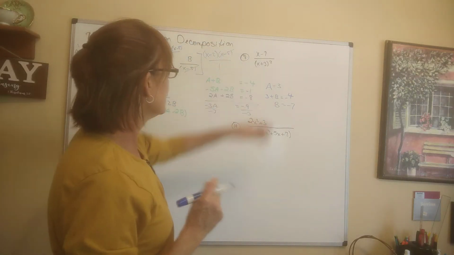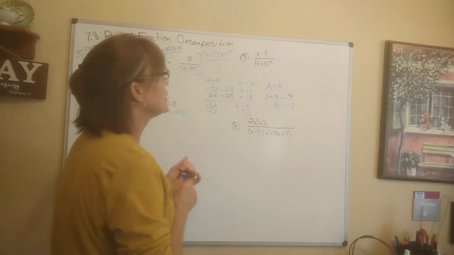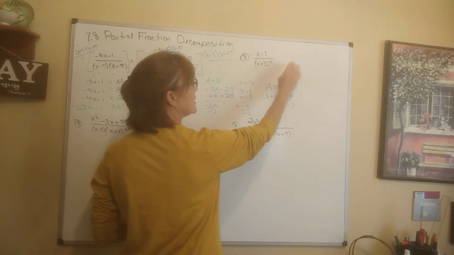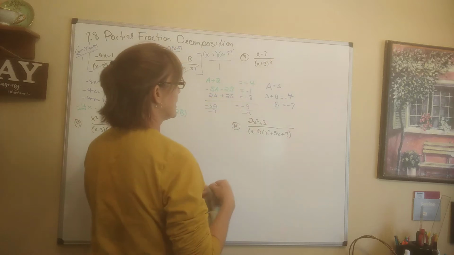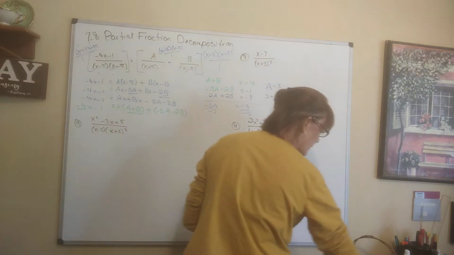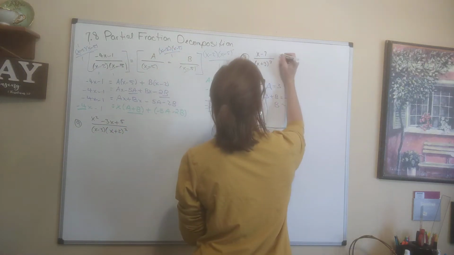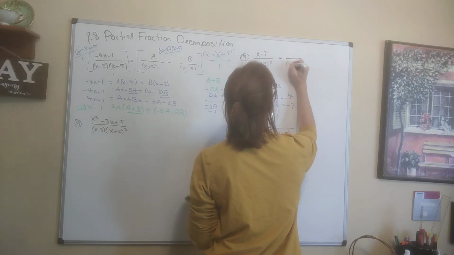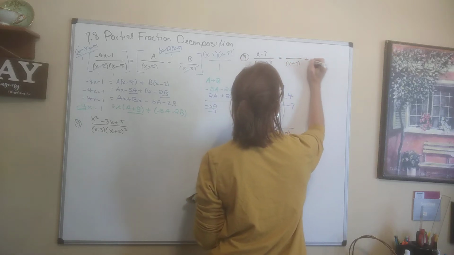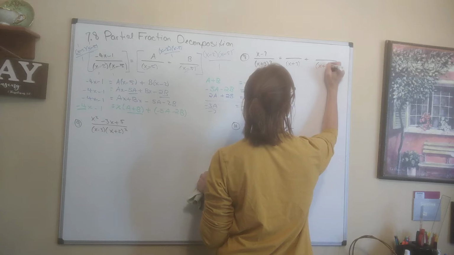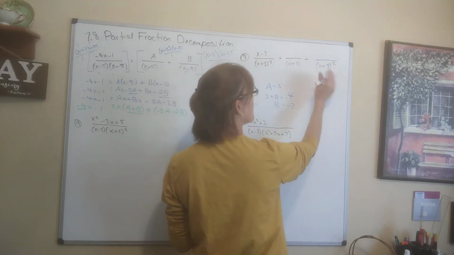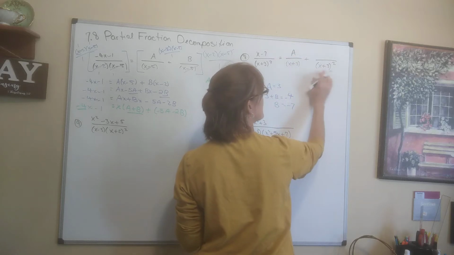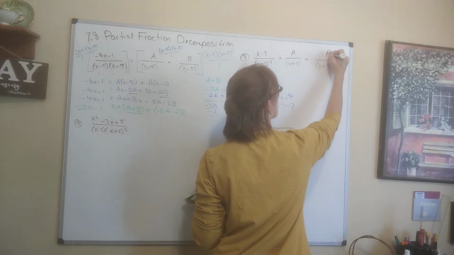Let's do number 8. The setup is rewrite this into the template setup. So for number 8, we're going to rewrite this into something over x plus 3 plus something over x plus 3 to the second power. All right, that's the setup. What goes in the numerator is a constant, and what goes in the other numerator is another constant.